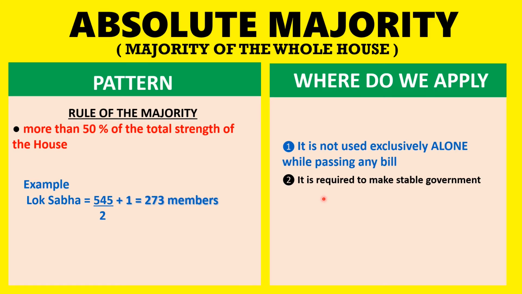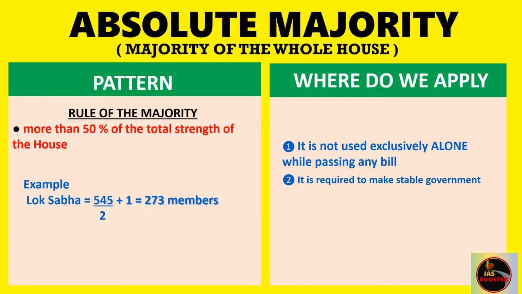Say, for example, if you have a Lok Sabha of 545, then the magic number is 273. If you don't reach 273, then you cannot form the government. So absolute majority is talking about more than half of the total strength of the house. That much only, and it has no application as of now when it comes to using it exclusively, single-handedly, alone. That's what you have to understand.